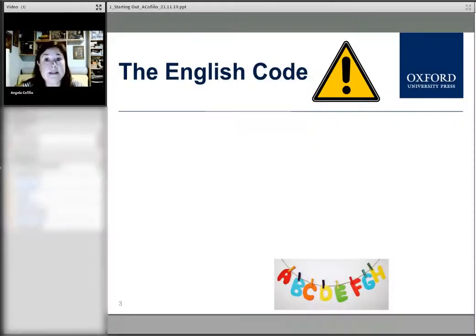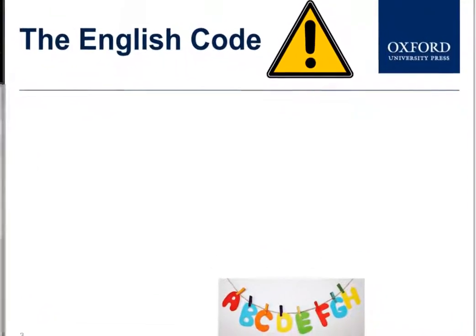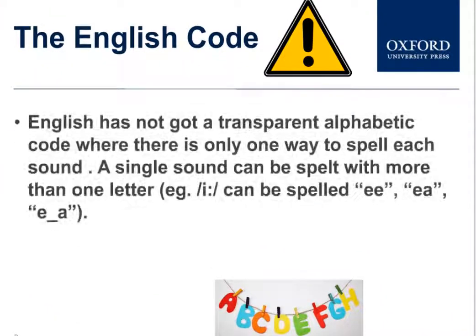Today we're going to start from scratch, so if this is going to be the first time you have any contact with phonics, it's going to be the beginning of everything in the program of Archie's World Phonics, all right? What is the main problem that we find with the English code? That the English code is not transparent like Spanish.